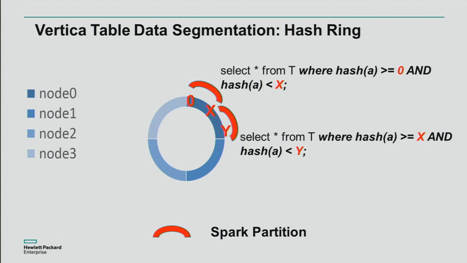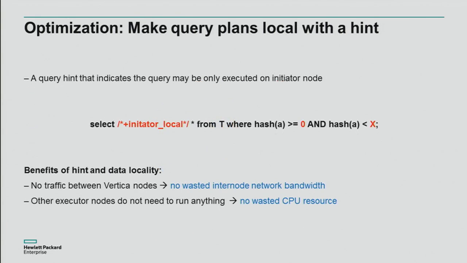And so basically, we do that by issuing queries that look like this. The one at the top might look like that, where we have a predicate where hash is greater than 0 and less than x. The other one greater than x and less than y. This gives us the nice data locality property that we want.